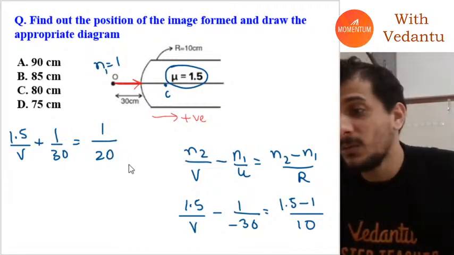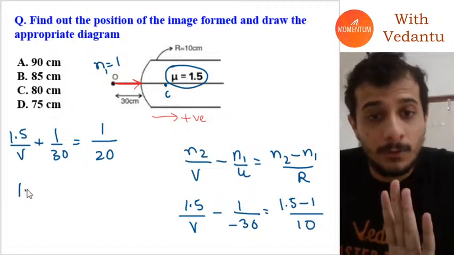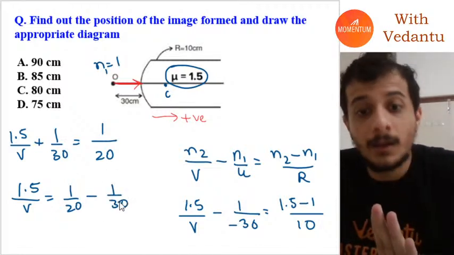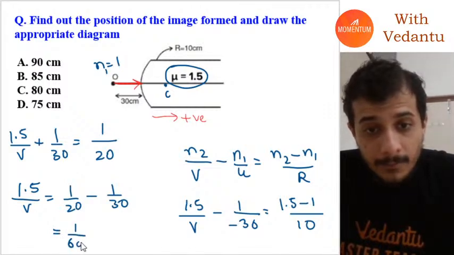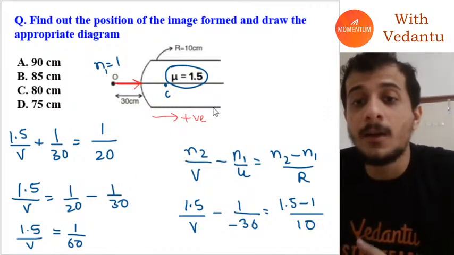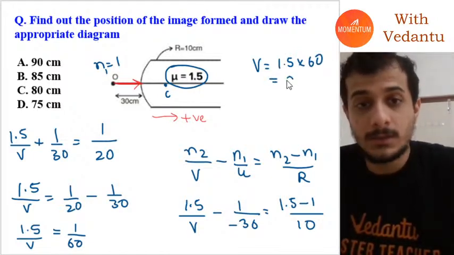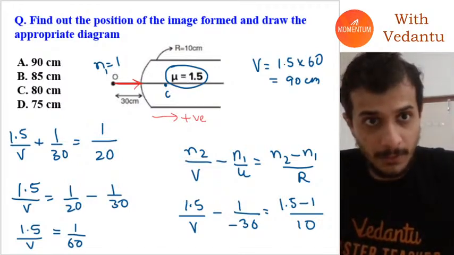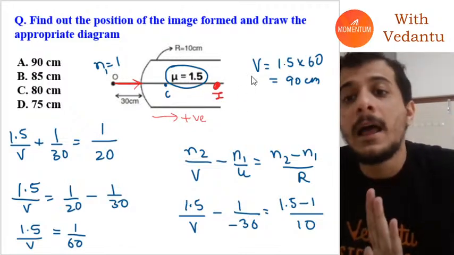Do I need to tell you how that comes? It just comes. Okay, just believe me. So 1.5 by v is equal to 1 by 20 minus 1 by 30. Now if you do 1 by 20 minus 1 by 30, that will be 1 by 60. So 1.5 by v is equal to 1 by 60, which gives me v is equal to 1.5 into 60, which is 90 centimeters. So the image will be somewhere here, at a distance of 90 centimeters.